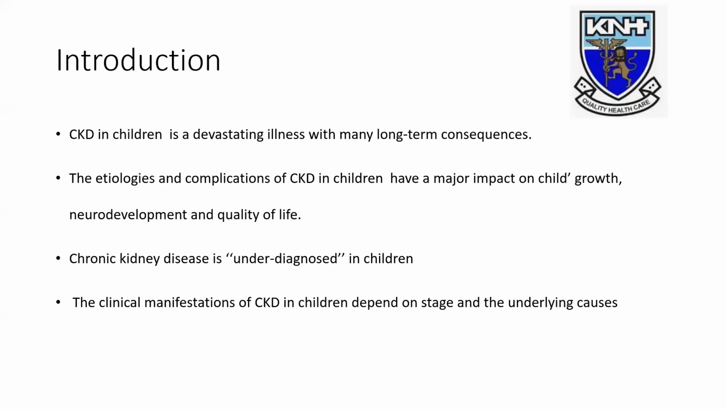Most children with chronic kidney disease are underdiagnosed because it is very easy for it to be misdiagnosed or mistaken for other diseases, as you will see later in the presentation, especially anemia, malnutrition, and rickets, where people are not aware of chronic kidney disease. The clinical manifestation of CKD in children depends on the stage and on the underlying conditions.